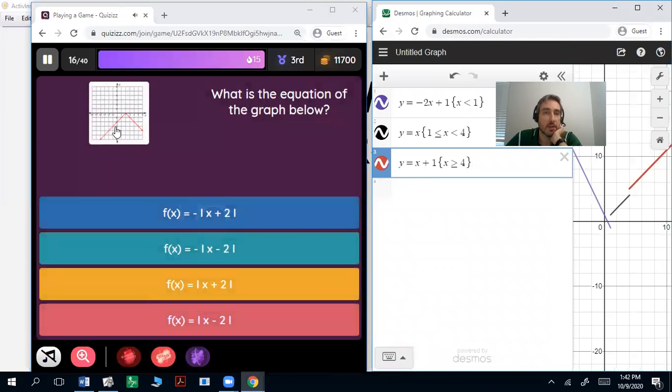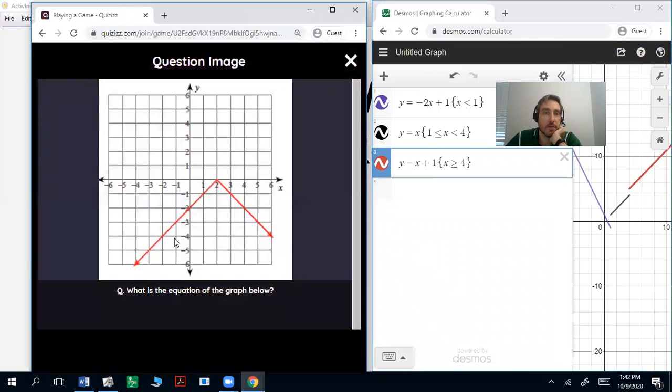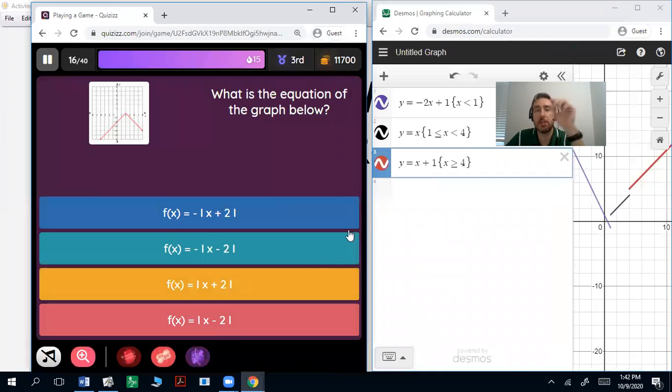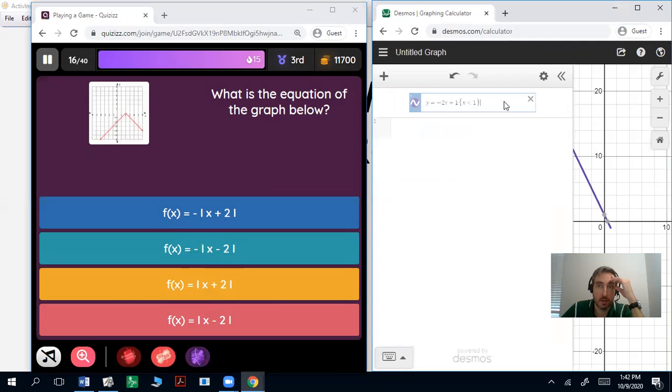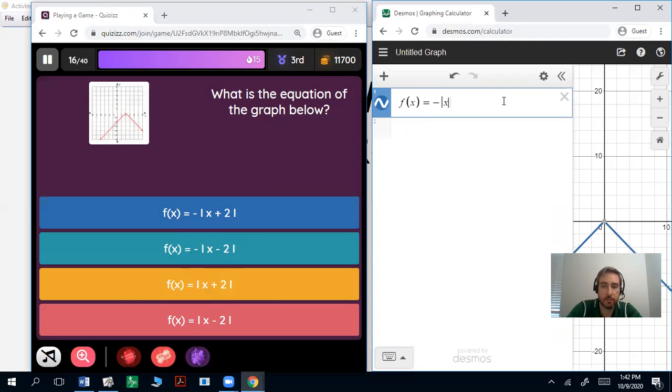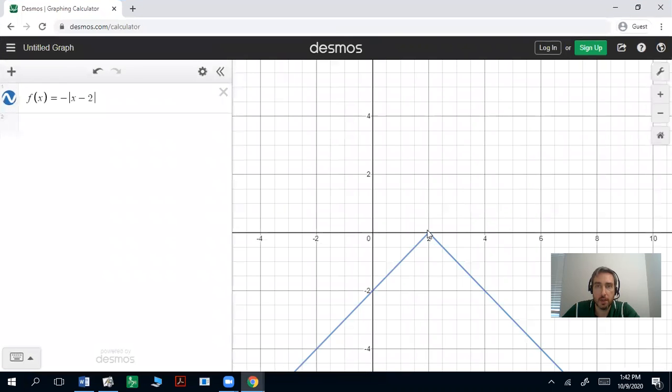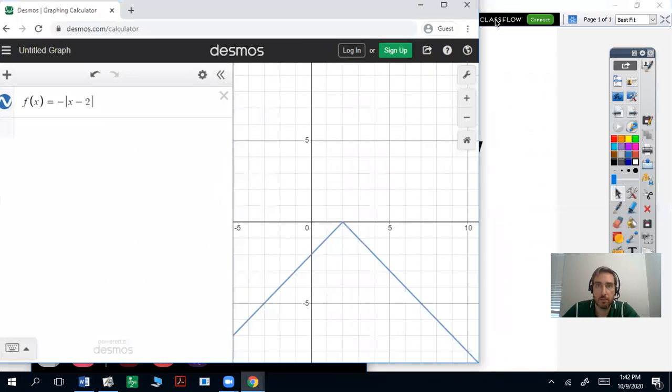Number 16. What's the equation of the graph below? Well, it's an absolute value. It looks like it's been shifted right 2, and it's reflected. So right 2, remember, the opposite signs are right and left, so it should be x minus 2, but since it's reflected, it'll have a negative out front. So you can verify that. Right there, negative absolute value of x minus 2.